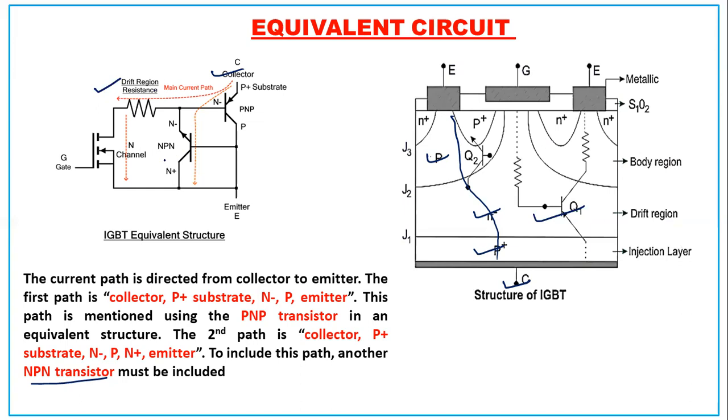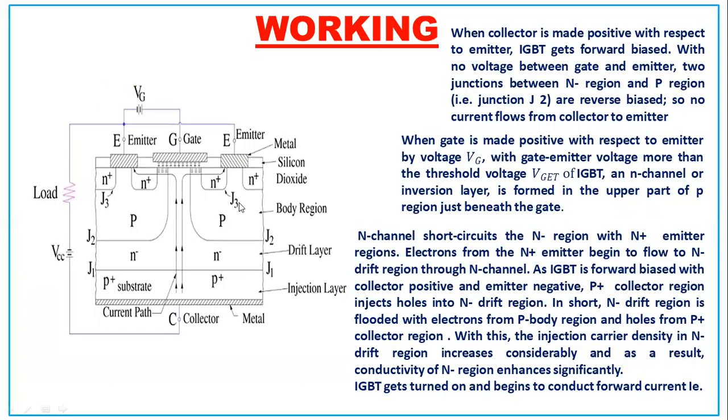We can have an approximate equivalent circuit also, where we use only one resistor, one transistor. That's also available in the textbook. So any one is enough. So this is the exact equivalent circuit. Now let's see how it is working. Already I told you the current path, how it will be. So what happens when we are providing the gate pulse? Let's see.